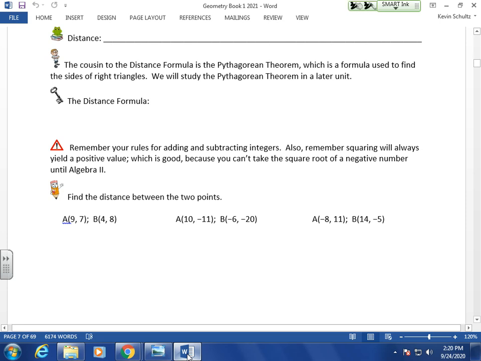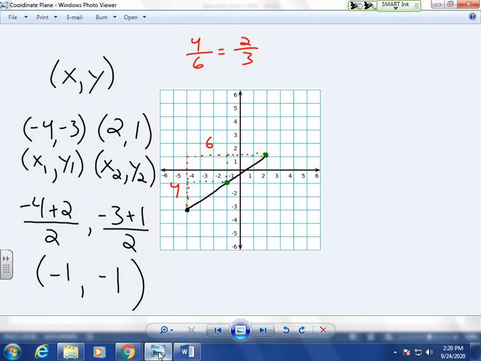We are back now for CO4. In CO3, we covered the midpoint formula, finding the middle point of a segment. Now we're going to be interested in the next level, which is the distance of a segment. So here's our work for midpoint.